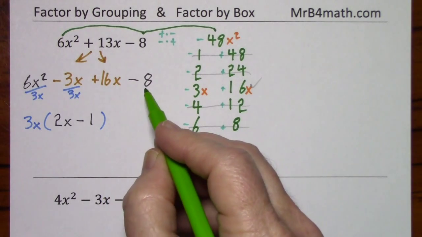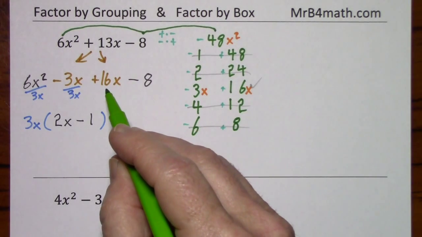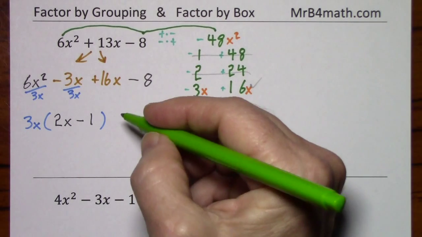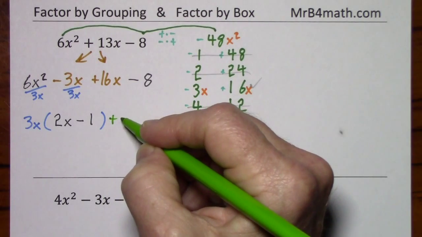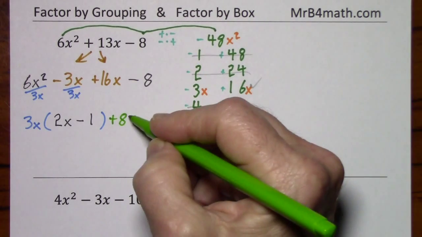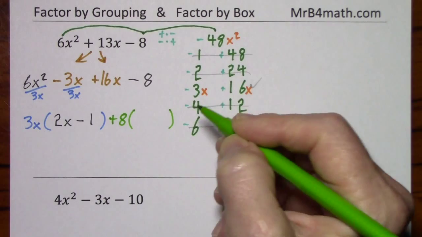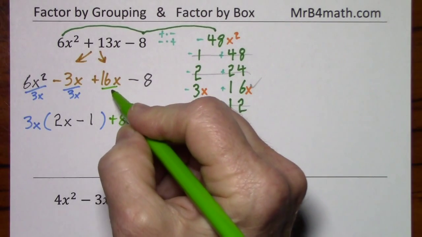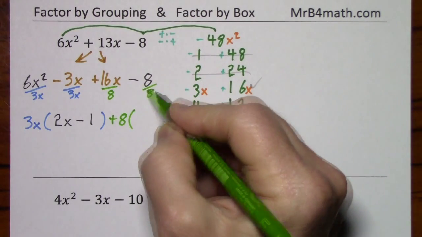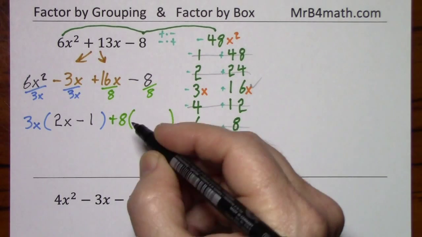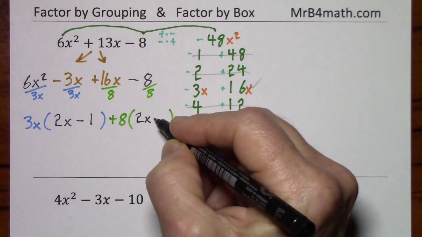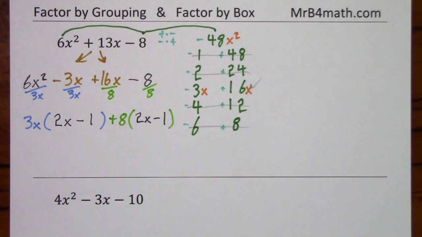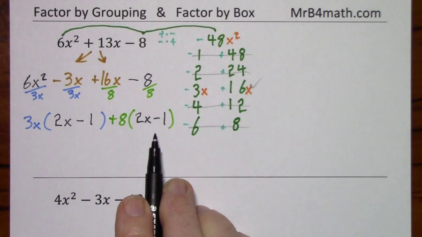Then you group together the last two terms and look for a common factor. 8 can be factored out of each term. So I'm going to factor out a positive 8 from each term, which really means I'm going to divide by 8 and divide by 8. So for our first term, I'll be left with 2x, and for the second term, a minus 1. Notice how these two sets of parentheses have exactly the same thing in them.